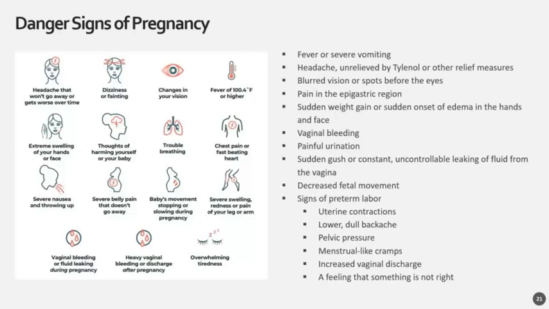The danger signs of pregnancy. Anytime we've got fever or severe vomiting, headache unrelieved by Tylenol or other relief measures, blurred vision or spots before the eyes, pain in the epigastric region, sudden weight gain or sudden onset of edema in the hands and face, vaginal bleeding, painful urination, sudden gush or constant uncontrollable leakage of fluid from the vagina, decreased fetal movement, signs of preterm labor, which would be uterine contractions, lower, dull backache, pelvic pressure, menstrual-like cramps, increased vaginal discharge, a feeling that something just isn't right.